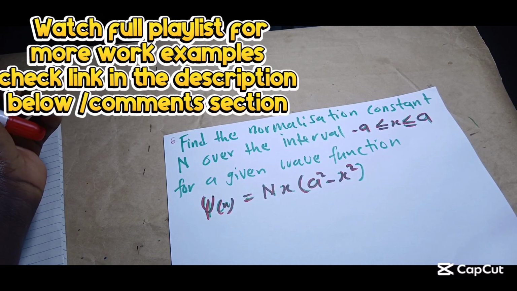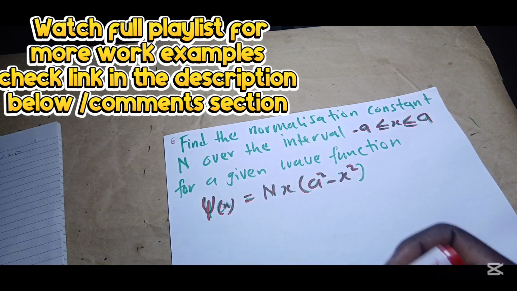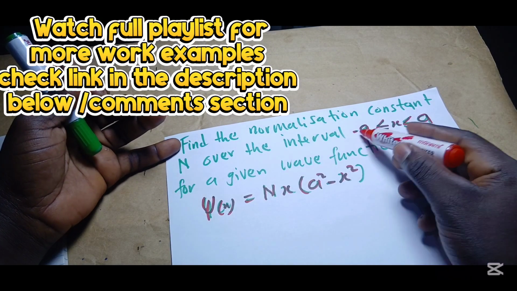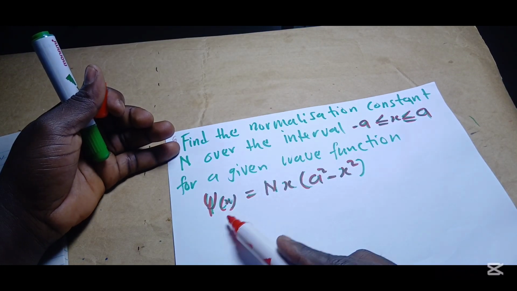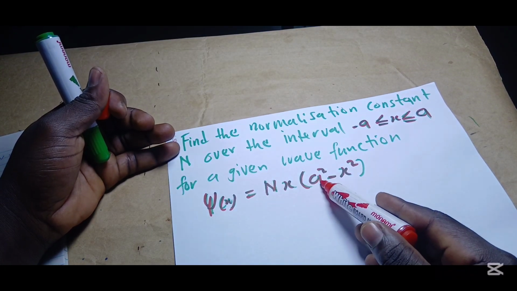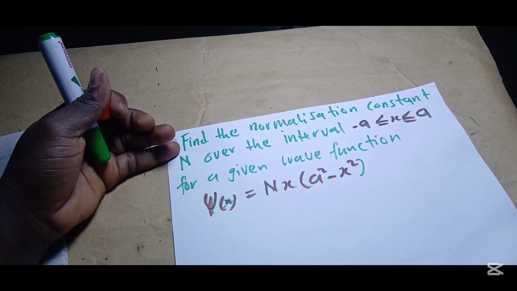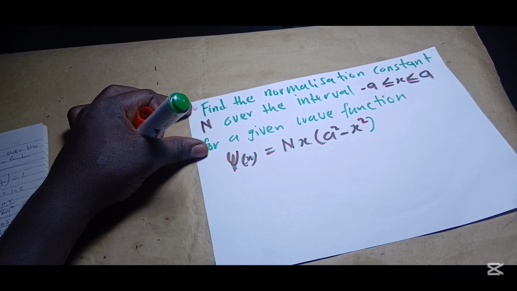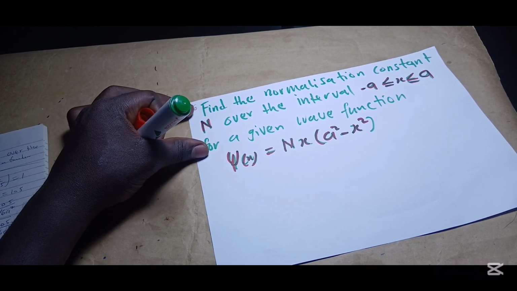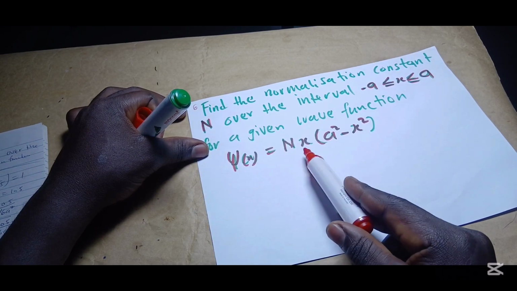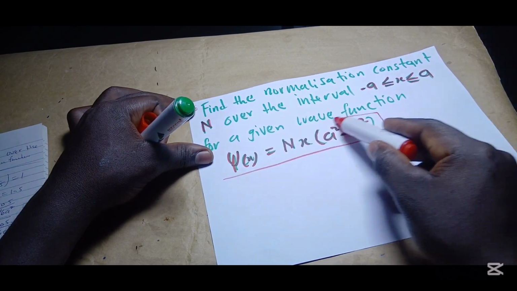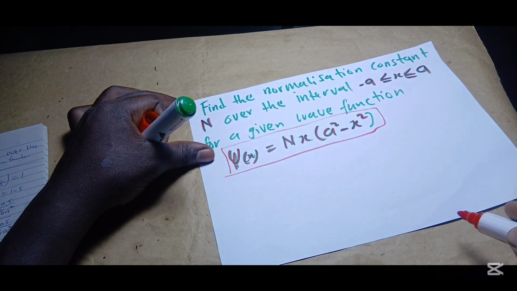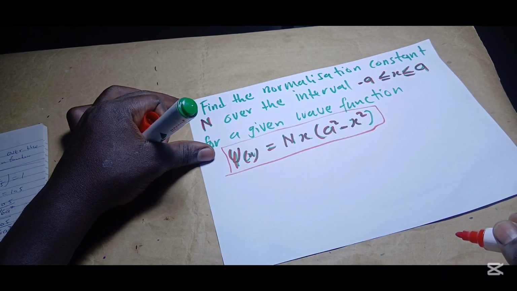Find the normalization constant N over the interval negative a to positive a for a given wave function psi of x equal Nx into bracket a squared minus x squared. The question indicated that N is our normalization constant here. In this case, the normalization constant has already been included in the wave function. We just have to solve and look for its value.